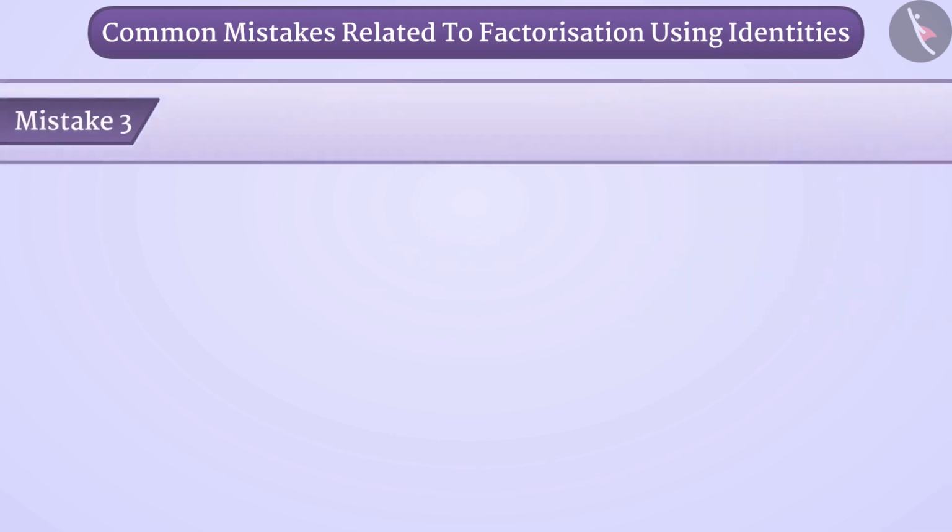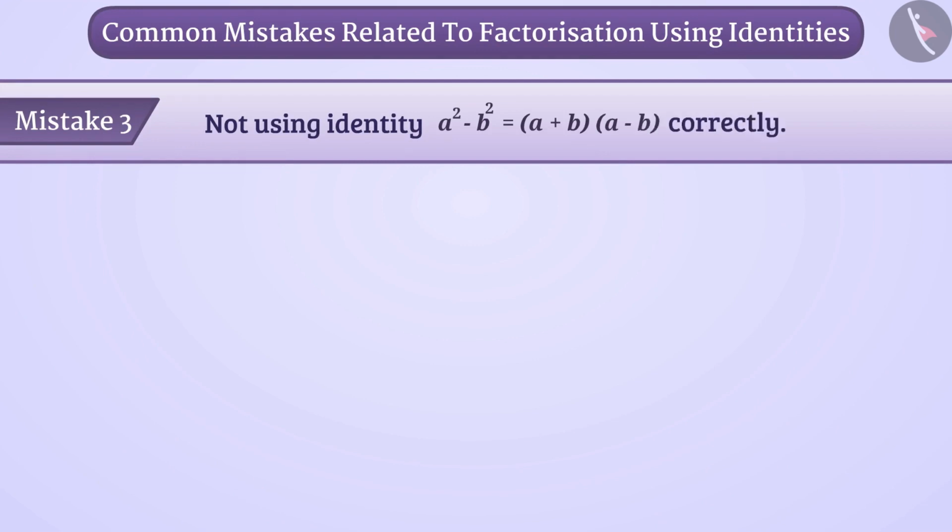Mistake 3. Not using the identity a square minus b square is equal to (a plus b)(a minus b) correctly. Some children are unable to use the identity a square minus b square is equal to (a plus b)(a minus b) correctly. They factorize the algebraic expression 9x square minus 36 like this, which is the wrong factorization.